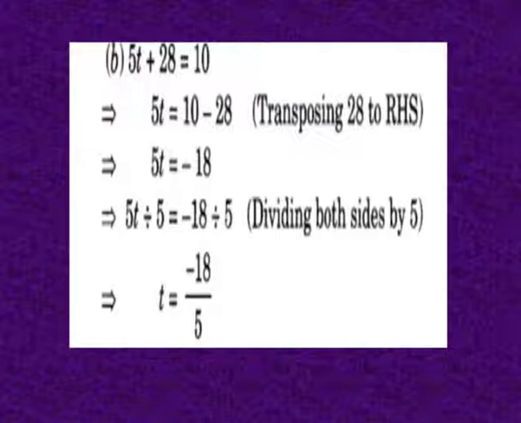Again we are dividing both sides by 5 and we get 5t divided by 5 is equal to minus 18 by 5. In LHS, 5 and 5 will get cancelled and it becomes t. Our RHS is minus 18 divided by 5. Therefore t is equal to minus 18 by 5, which is the required solution.